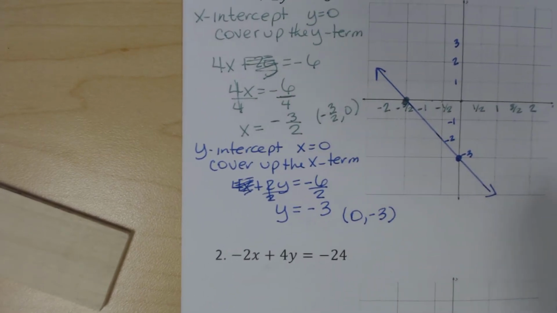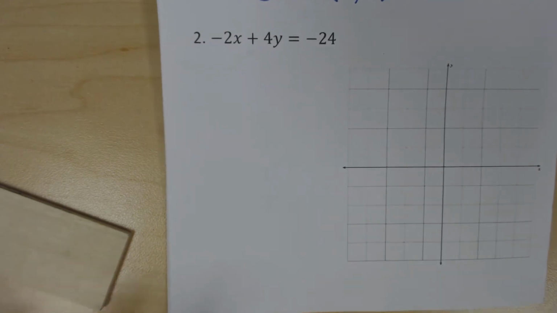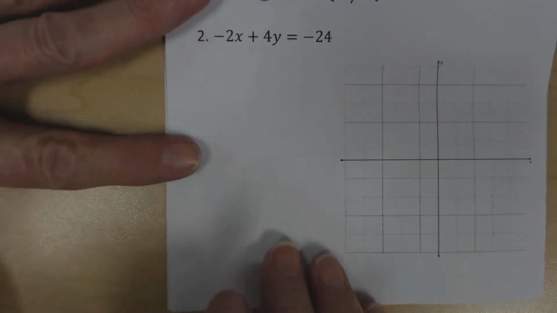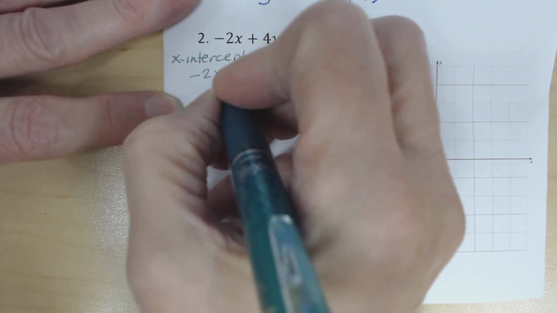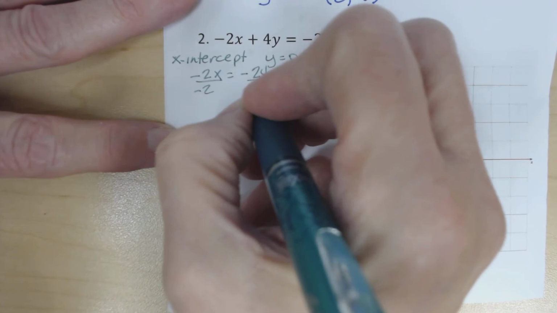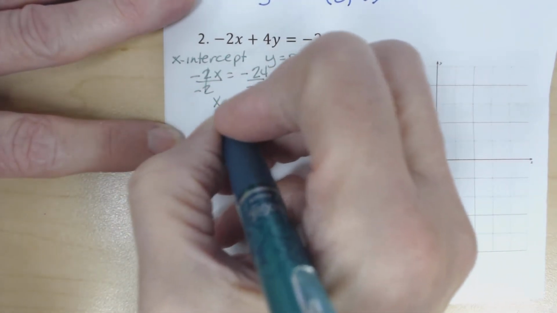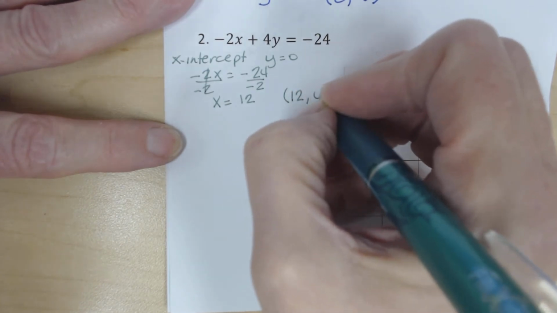Okay, in this second example, we have negative 2x plus 4y equals negative 24. So for the x-intercept, again, y is going to equal 0, so we're going to get negative 2x equals negative 24. Solve for x. So x is going to equal positive 12. So this is the ordered pair 12, 0.